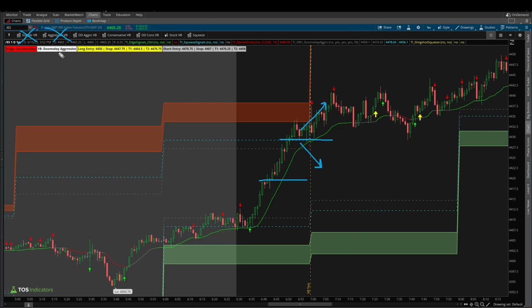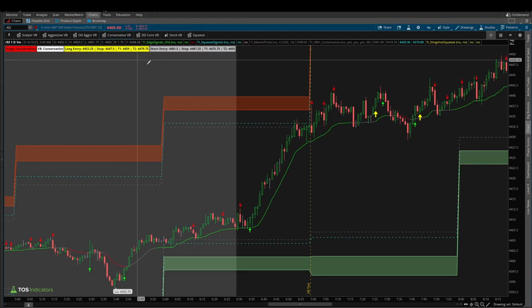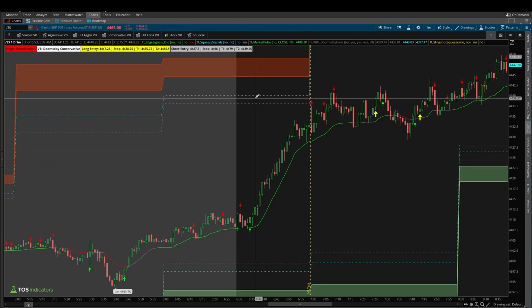In the case of the S&P here, we can see the buyers continue to keep bringing price action up higher. So we break outside of even the doomsday aggressive models. That takes us to the conservative. Same idea inside of the conservative. And finally, we go to the doomsday conservative models where price action's finally holding.